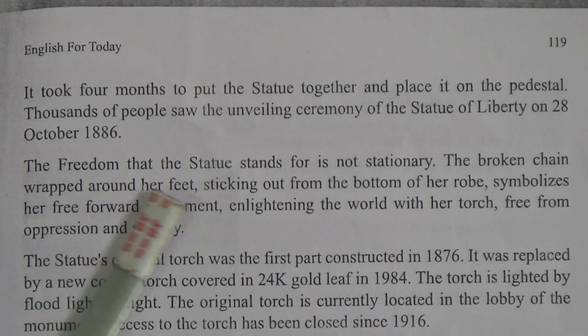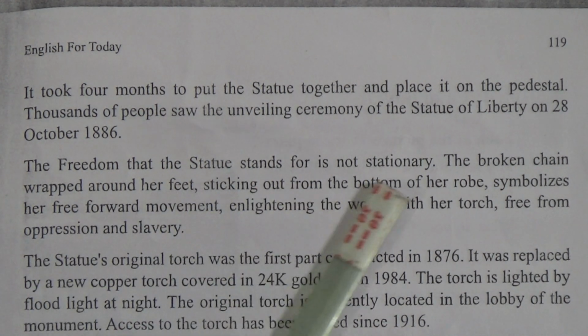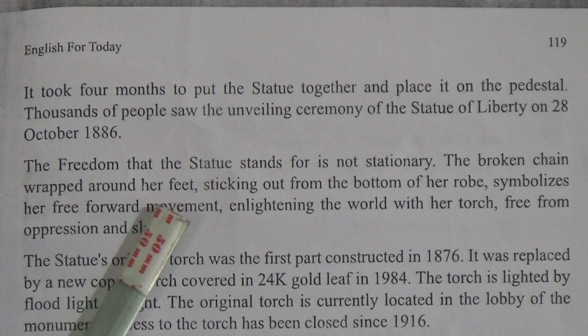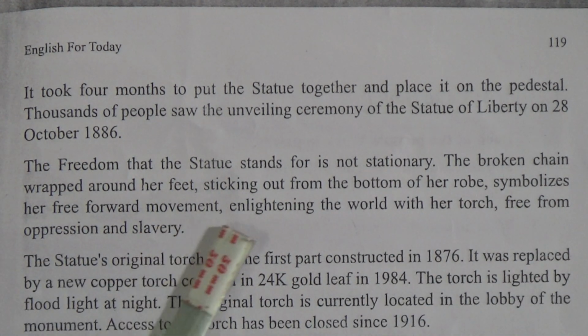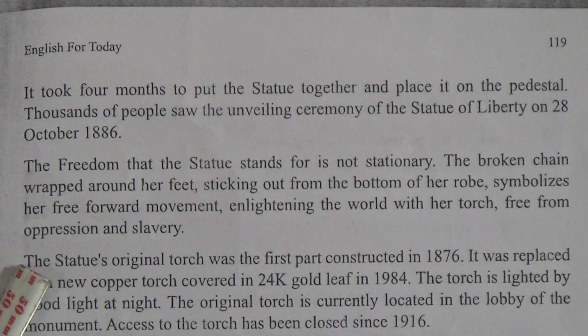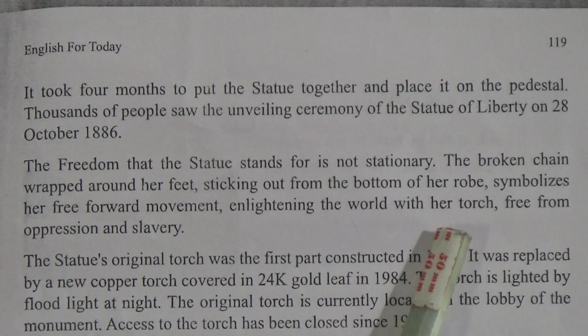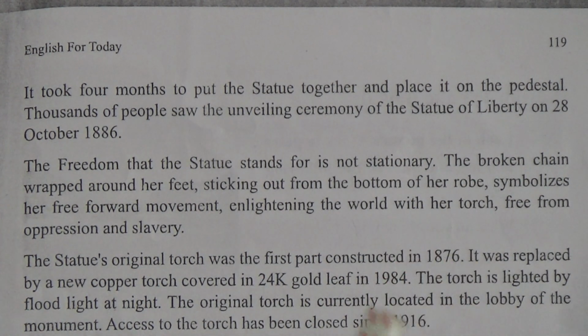The freedom that the statue stands for is not stationary. The broken chain wrapped around her feet, sticking out from the bottom of her robe, symbolizes her free forward movement, enlightening the world with her torch, free from oppression and slavery. So the broken chain wrapped around her feet, sticking out from the bottom of her robe, symbolizes the free forward movement. Enlightening the world with her torch: there is a torch in her hand, and it symbolizes freedom from oppression and slavery.